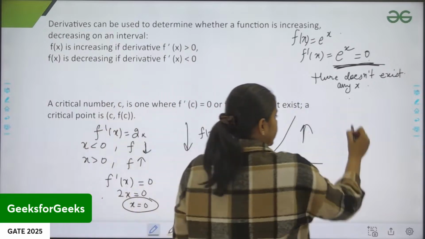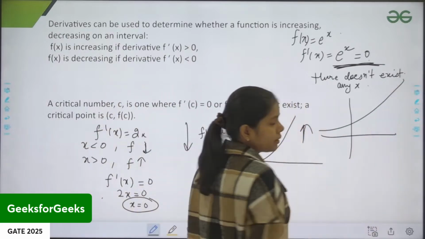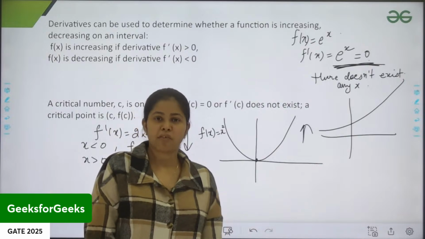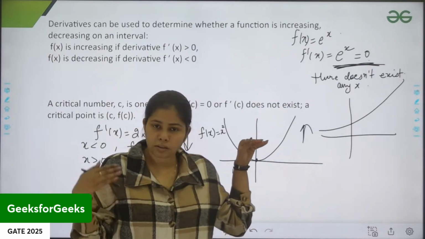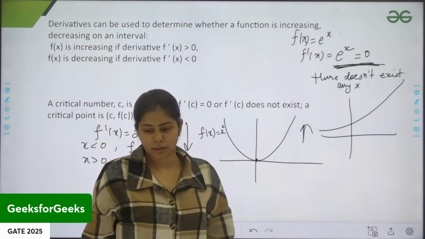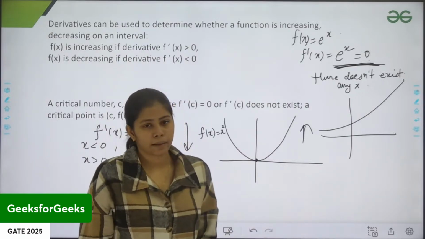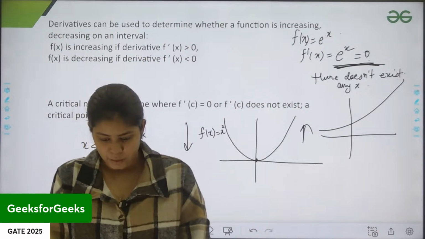And I can see that the graph of e to the power x is always increasing. It does not have any maximum value or minimum value. It's increasing from the start. Just let me know, guys, if this is clear. Okay.